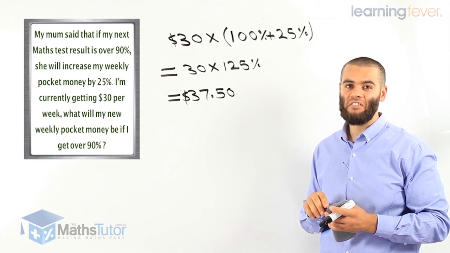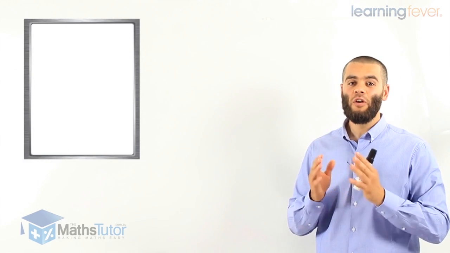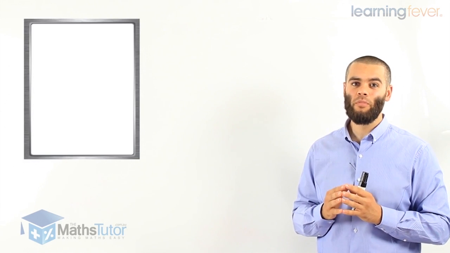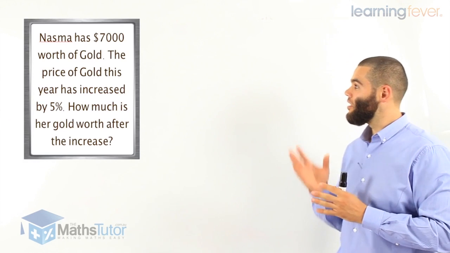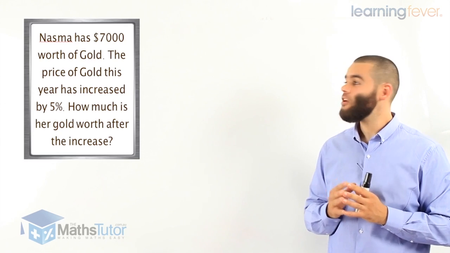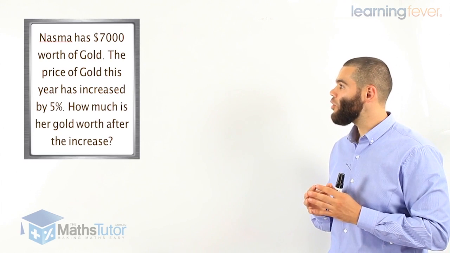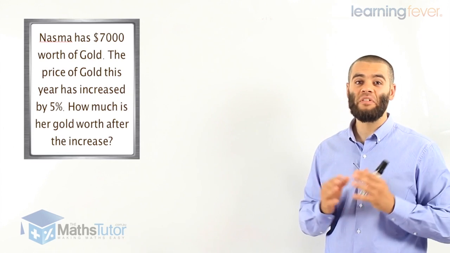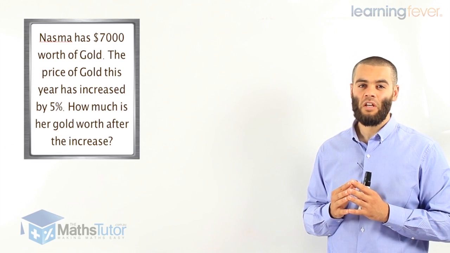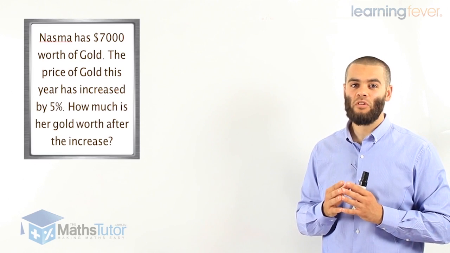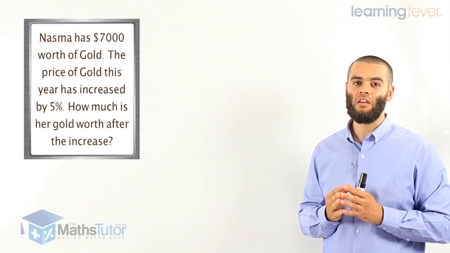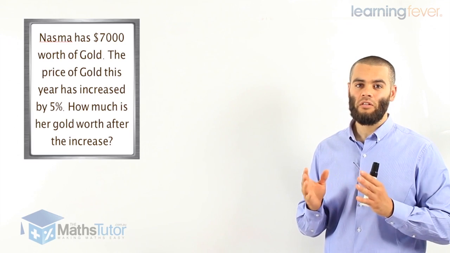We'll do one more example. Throughout life, you're going to notice that this concept is going to be used. Let's see an example, a worded problem where this is actually used. The question says that Nasma has $7,000 worth of gold. The price of gold this year has increased by 5%. How much is her gold worth after the increase? So she has $7,000 worth of gold, and this year the value of gold increased by 5%. What is the value of her gold now?